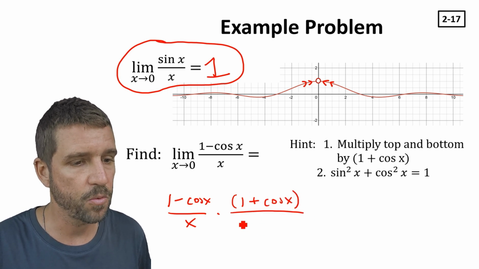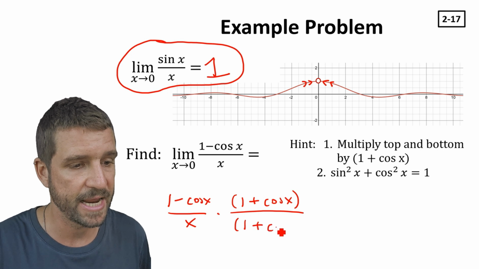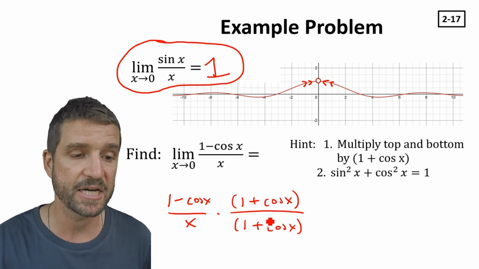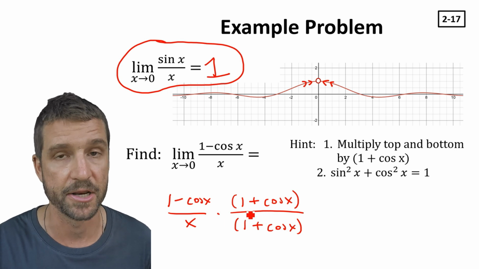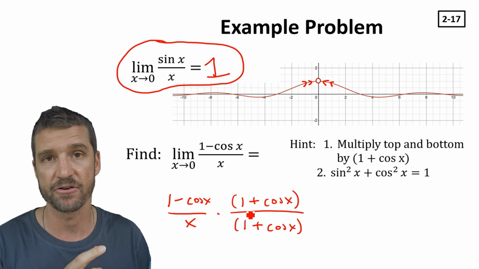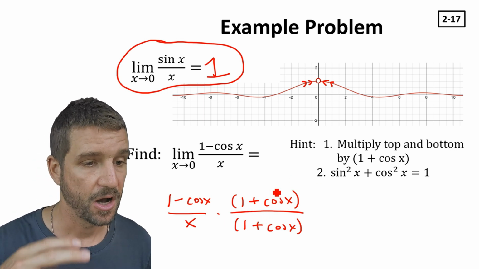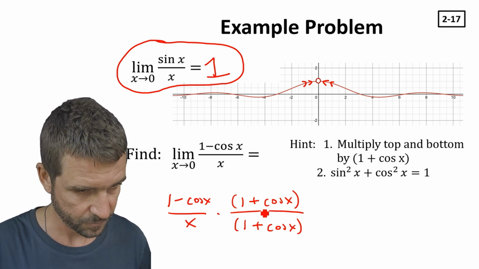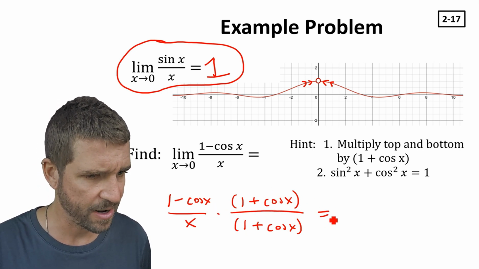Okay, so we're going to multiply by 1 plus cosine x over 1 plus cosine x. Remember, we can do this because we're essentially just multiplying by 1. So we're not changing any of the values of the function, or any of the y values of the function, okay? So when I multiply this together, what happens?